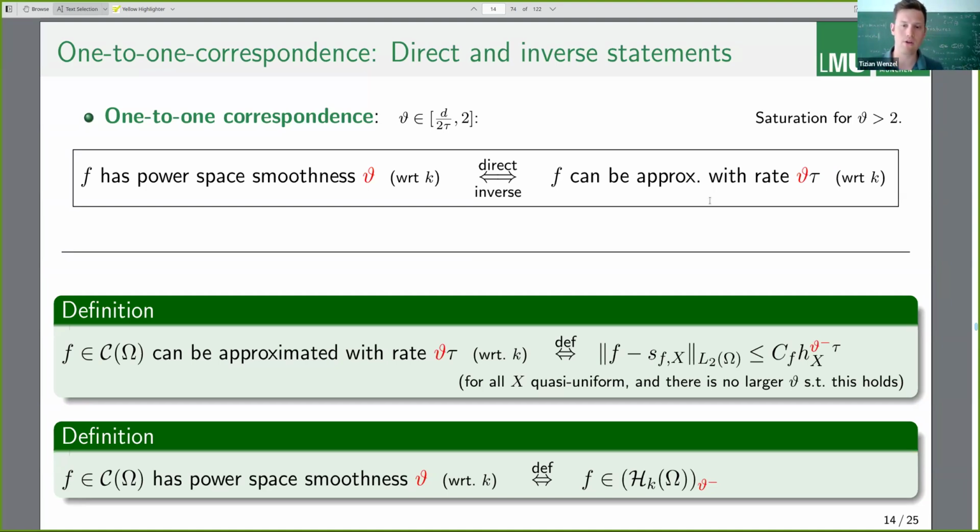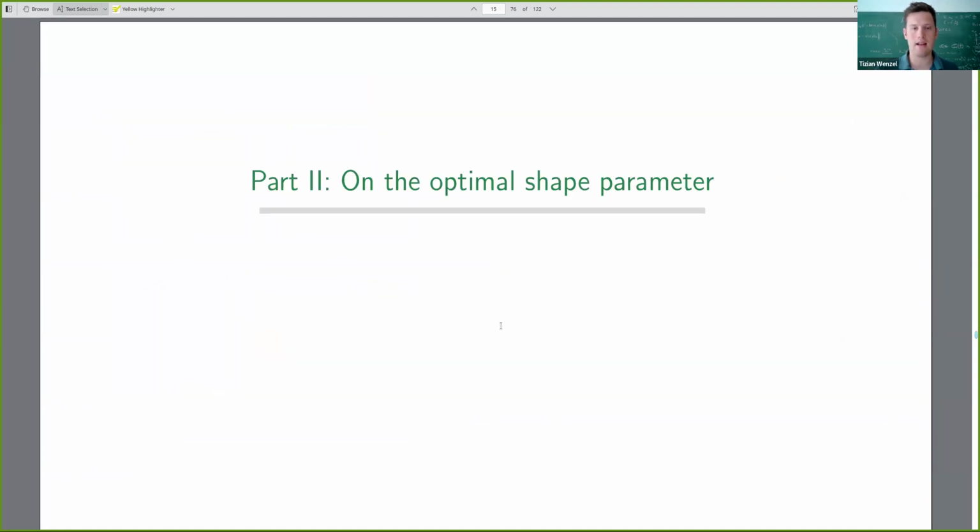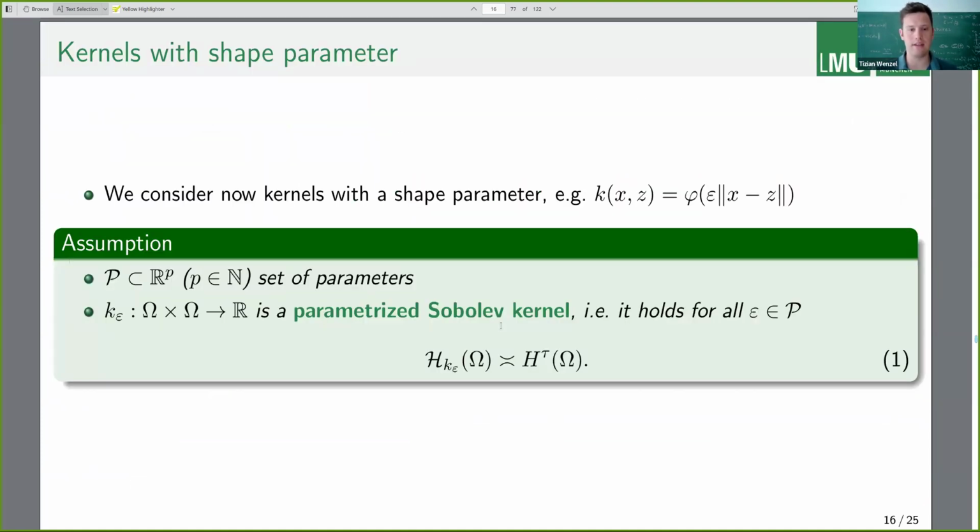And this will be now used in the following, because now we want to know how all of this connects to the shape parameter of the kernel. And this is exactly what we will now talk about. So this is this preprint here on the right-hand side. And let us delve into the details.